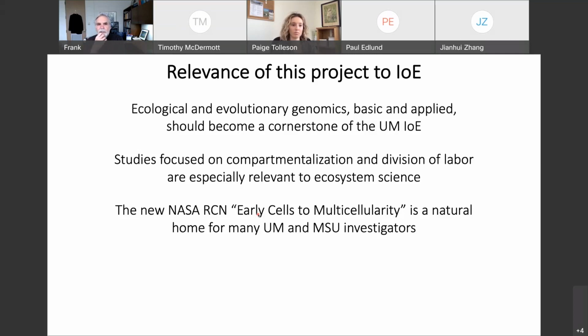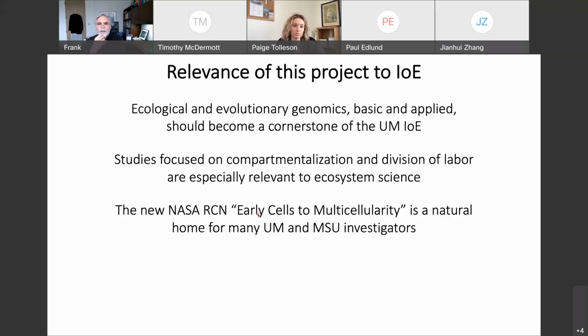I would put it also to you that studies focused on compartmentalization and division of labor are particularly relevant to folks who are doing ecosystem science, in the sense that any sort of compartment modeling that would be applicable to one, the same general principles should be applicable to the other. And in fact, I'm really interested in this theme of compartmentalization across scales, from channeling of substrates in multi-enzyme complexes, which are arguably compartments, up to symbioses, to centrifuges, to multicellularity, and to the partitioning of function within ecosystems.